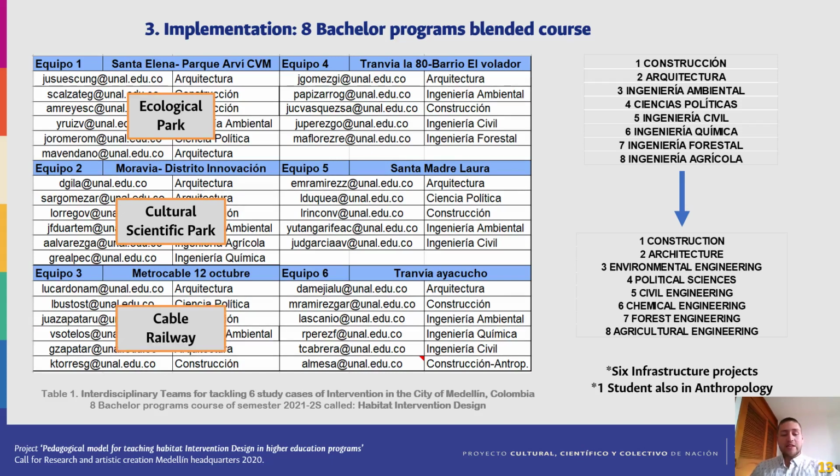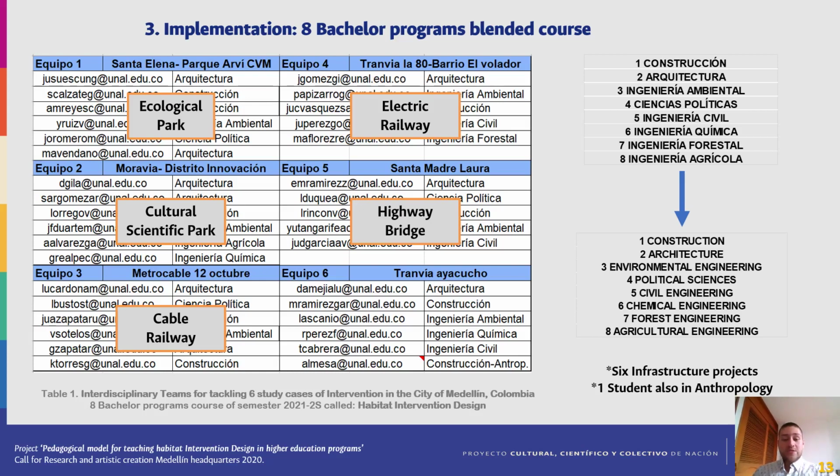Also, we have a team focused on the cable railway, a team that is working on an electric railway, a team that is working on a highway bridge that connects different neighborhoods in the city of Medellin, and another group working on an electric railway. So these are 6 different infrastructure projects that are considered as interventions in the city of Medellin, and allow us to land in reality, real world problems, by implementing the methodology.